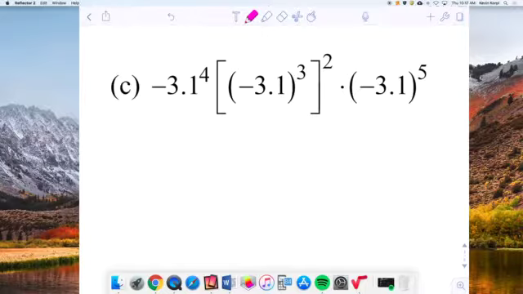These negatives make it a whole lot more interesting. Remember, those rules of exponents only work if your bases are the same. If they are not the same, if they only differ by a negative sign, those rules don't work.